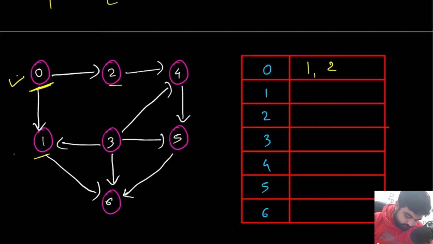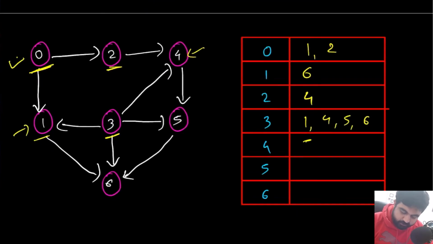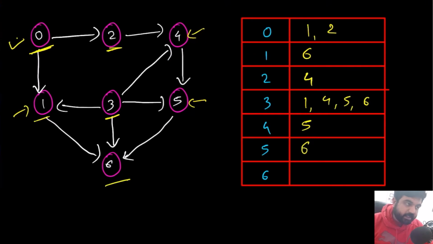Same goes for course 1. Okay, course 1 is actually a prerequisite for course number 6. That's cool. For course 2, course 2 is a prerequisite for course number 4. And 6 actually has no prerequisites. Okay, now we have done half of the work.